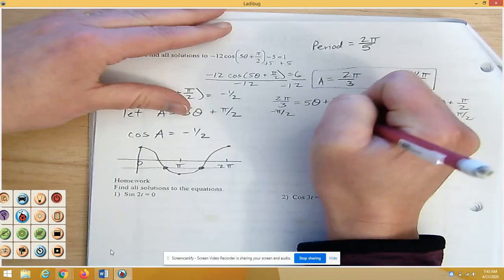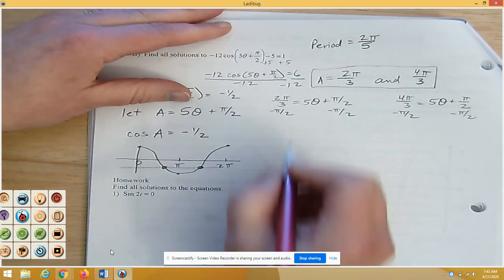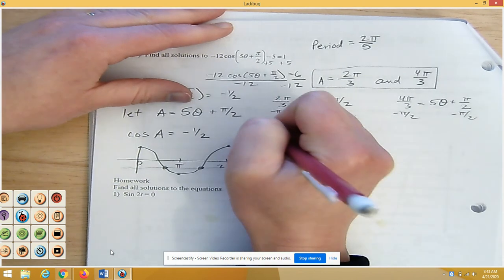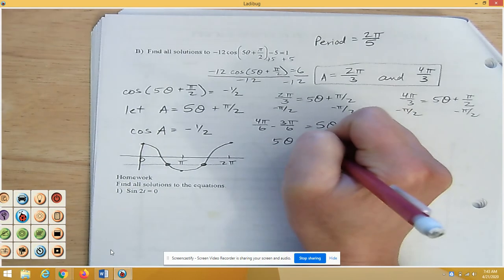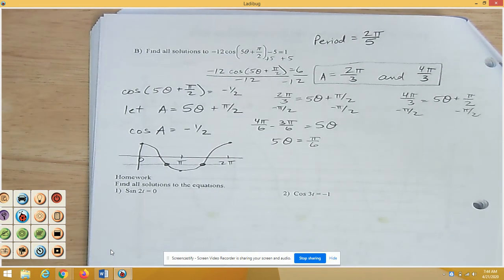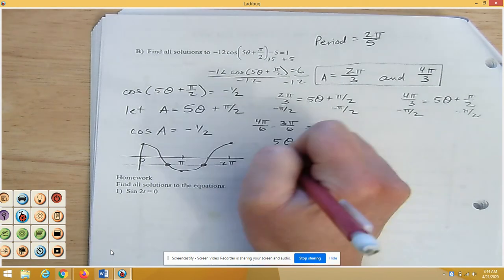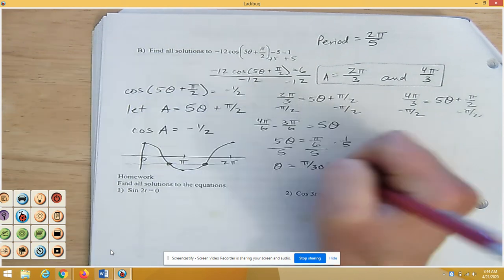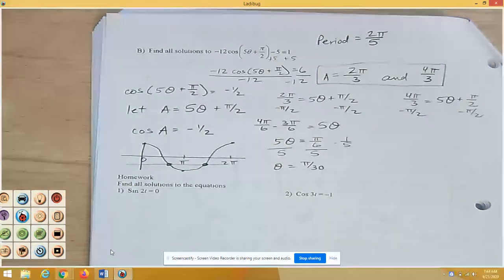So I'm going to rewrite these as 4 pi over 6 minus 3 pi over 6 equals 5 theta. Okay, and then I'm going to kind of rework this. So I'm going to put the 5 theta on the left, and I'm going to have 5 theta equals pi over 6. And now I'm going to divide each side by 5. So I'm getting theta equals pi over 30. So remember, this is like multiplying by 1/5. Okay, so when you divide by 5, you multiply by 1/5. So I'm getting pi over 30, and then I'm going to come back and revisit that to write my final answer.